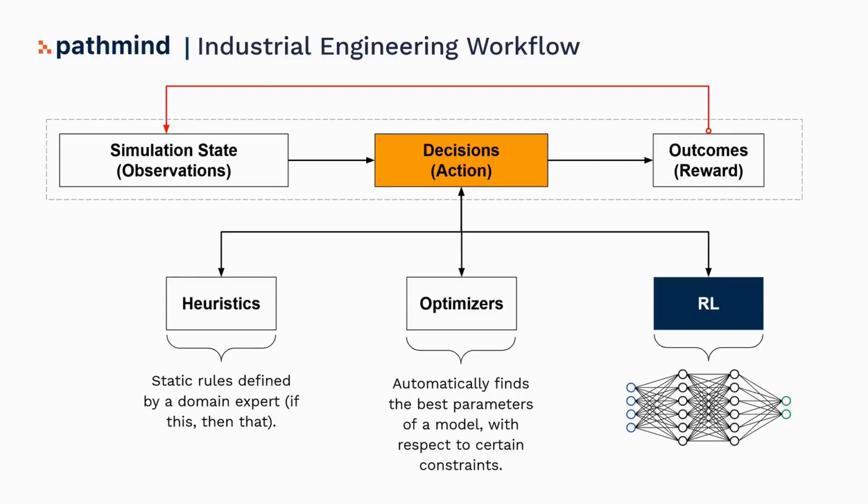The commonality of all three of these approaches is that they utilize a similar kind of feedback loop in which you observe your environment, you make a decision or take an action, and then you evaluate the outcome. That's why reinforcement learning fits nicely in a typical industrial engineering workflow. And you can say that industrial engineers have been doing reinforcement learning manually for decades.